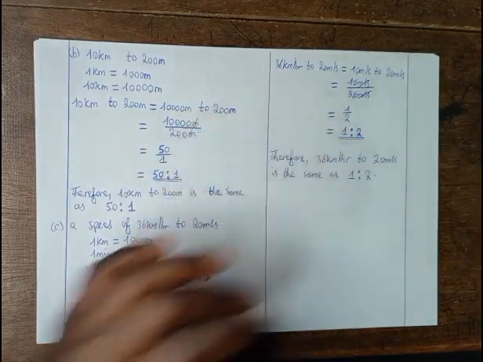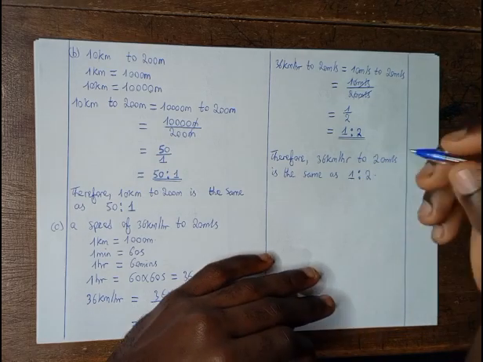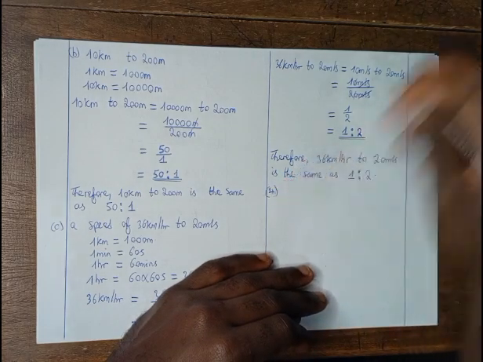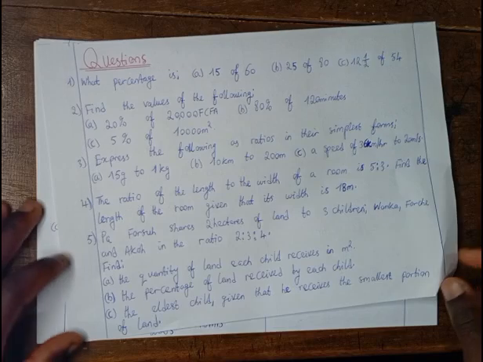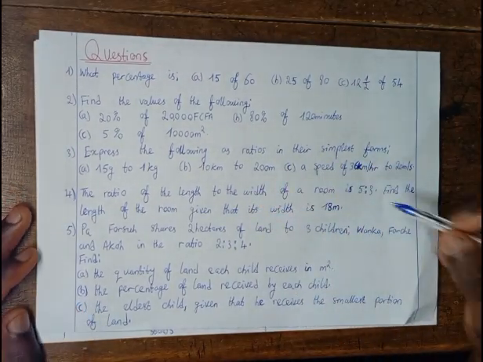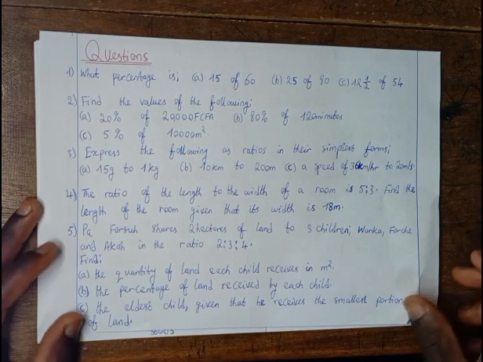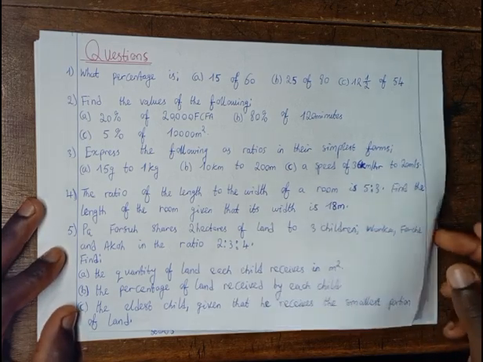The simplest form of that ratio. Next, now we go to question 4. Question 4 says the ratio of the length to the width of a room is 5:3. Find the length of the room given that its width is 18 meters.